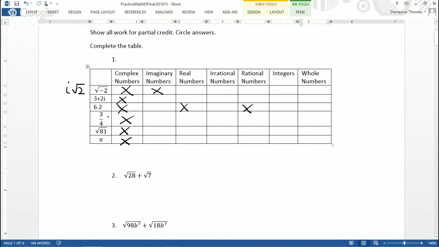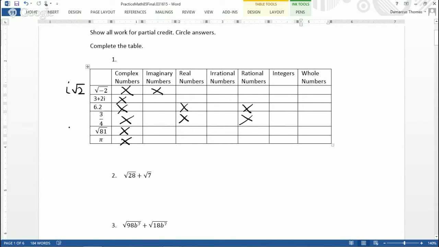Is it imaginary? No, it does not have an i associated. Is it real? Of course it's real. It is not irrational, but it is rational. And it's not an integer or a whole number because it is a fraction. Fractions are decimals, and therefore they are part of a whole. In order to be an integer, you have to be a positive or negative whole number. So we can't check any of these.